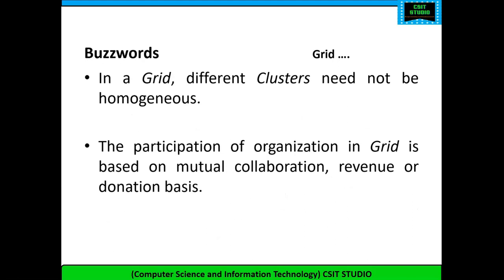And in grid, it was suggested that these clusters need not be homogeneous, so multiple organizations having heterogeneous clusters may take part in it. Generally the idea was to have mutual collaboration, like in the LHC, where the data is shared among all the participating clusters, or sometimes it may be on a revenue basis or a donation basis. For example, there are some donation based grids created for awareness of cancer, and there might be some revenue based ones. So these are the three basic reasons for collaboration among multiple clusters to form a grid computing environment.